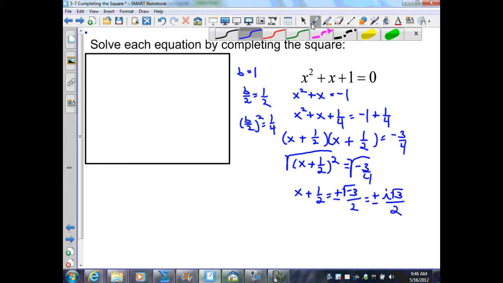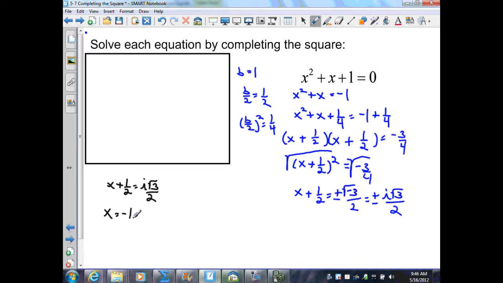Now I can have two equations. First one, x plus 1/2 equals a positive i square root of 3 over 2. Subtract 1/2, x equals a negative 1/2 plus i square root of 3 over 2. We know this is imaginary, and therefore the solution, if I graphed it, would not cross the x-axis.